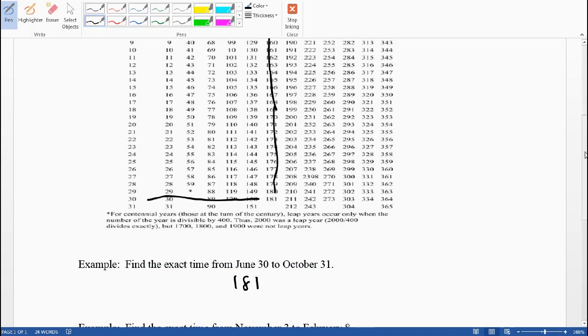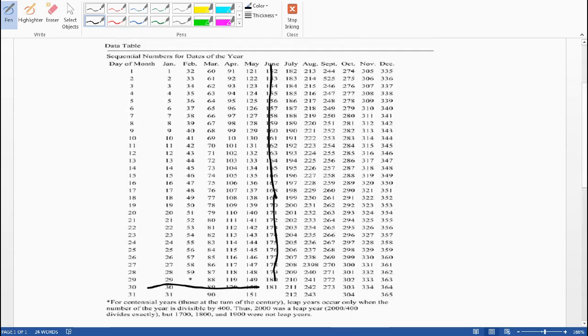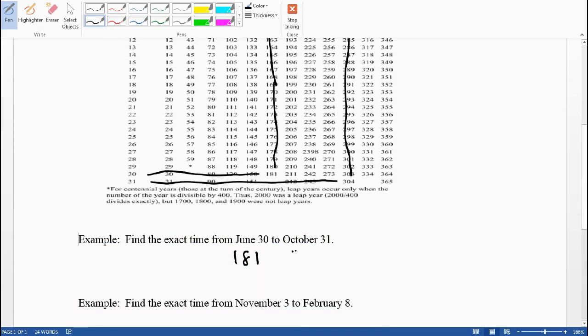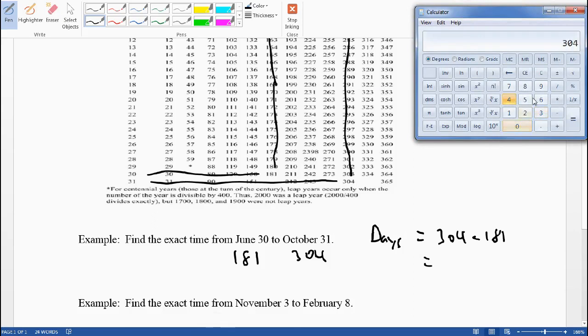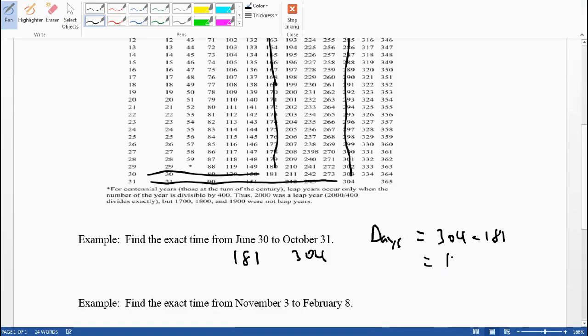Now we also have October 31st. So here's our October column, and 31 is over here. And looks like they converge at 304. Now to find the number of days between those two dates, all you're going to do is take the 304 and subtract out the first 181 days, because it's going to leave what's between those two. When you take out your calculator and type it in, you do get 123 days.